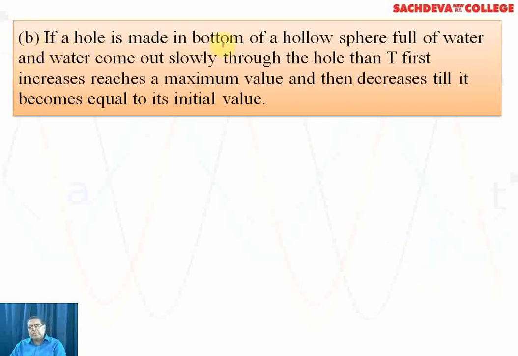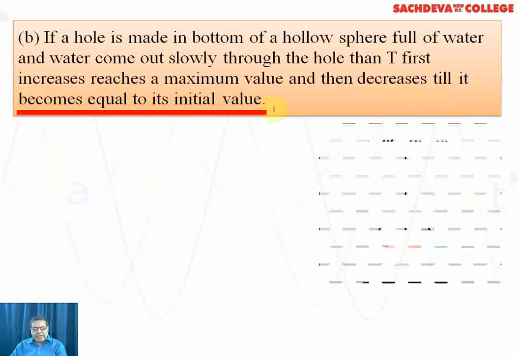If a hole is made in the bottom of the hollow sphere full of water, and water comes out slowly, meaning it trickles down through the hole, then T first increases, reaches a maximum value, and then decreases. That is, more time will be taken to complete the vibration, because gradually the sphere is getting hollow. Then it decreases till it becomes equal to its initial value.